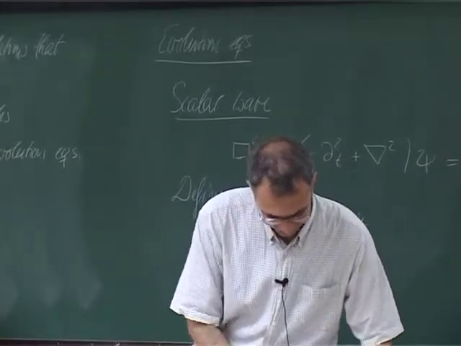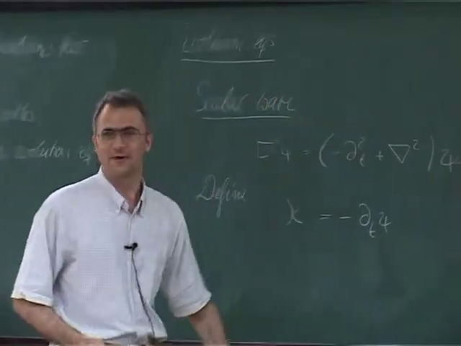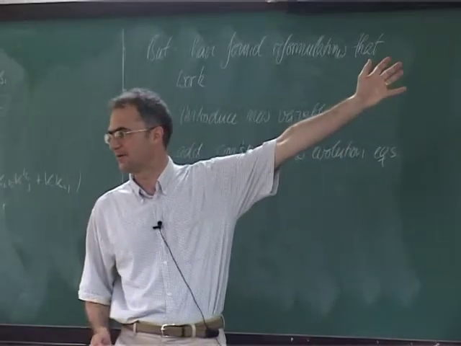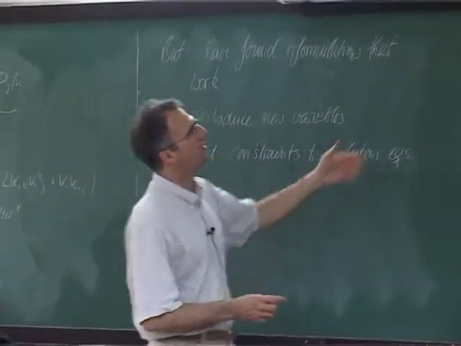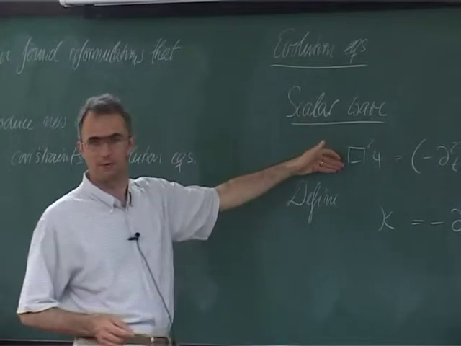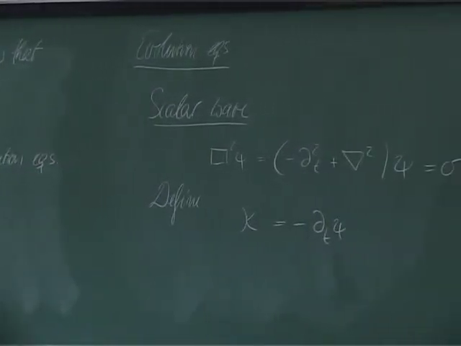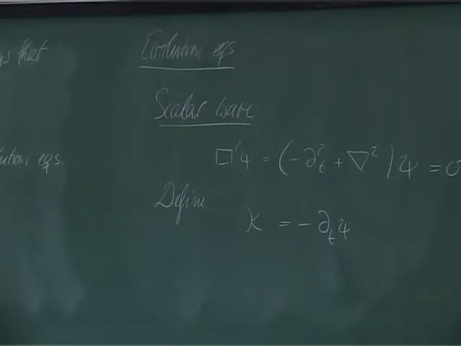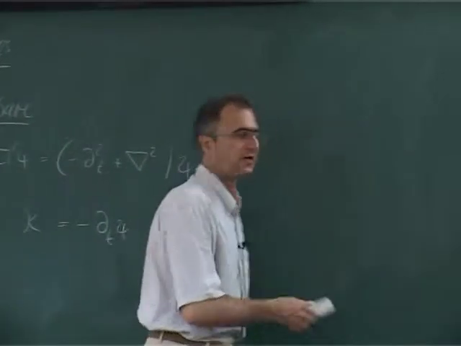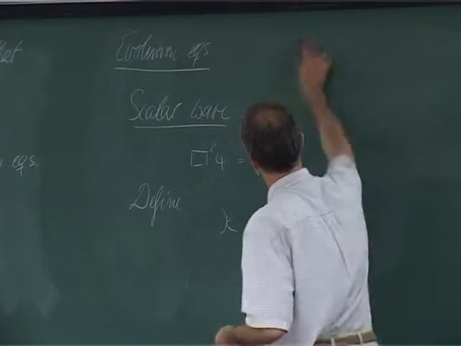Okay, now where am I? So that's the scalar wave, and nothing particularly exciting happens there. So let's look at the next type of evolution equation that comes to mind that might be interesting. That is electromagnetism. Let's talk about E&M, Maxwell's equations.